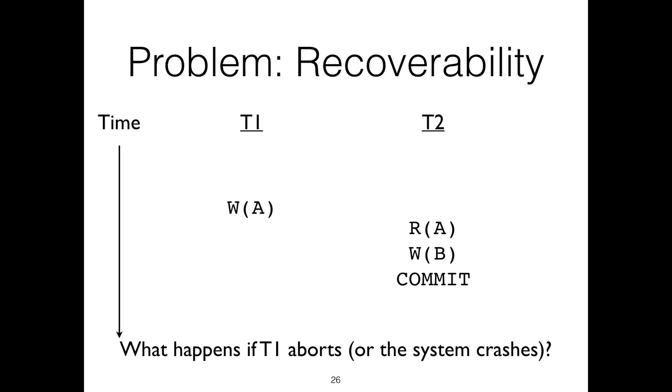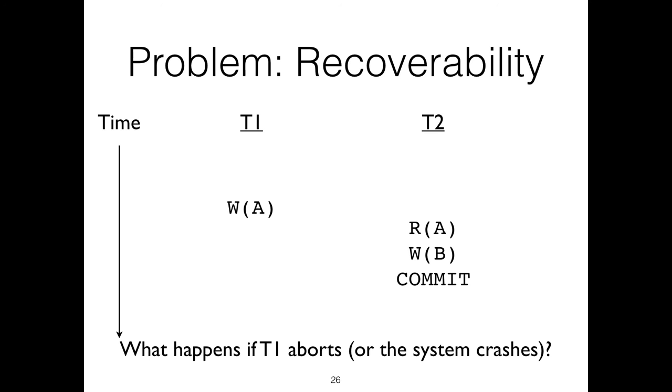What happens if T1 aborts? So T1 at this point could abort, in which case the problem here is with T2. Because T2, when it does that read, doesn't actually know whether it should be reading from the value that T1 wrote, or whether it should be reading from the original value.